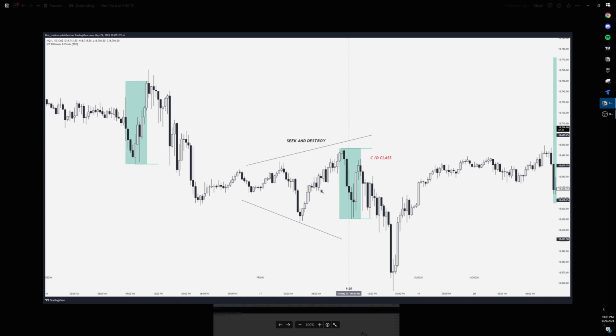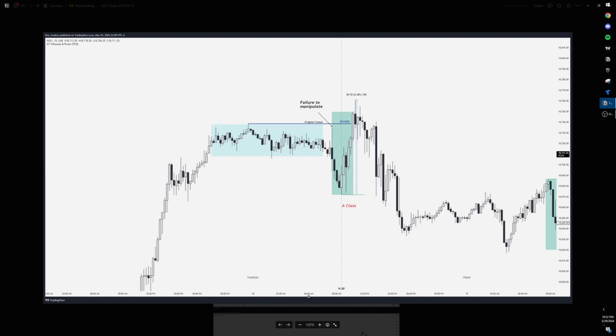Here's a difficult day, but you should be able to spot this. Seek and destroy conditions, Asian high and Asian and London low, all being taken out. Asian high and low, London high and low, all taken out prior to 8:30. Not really any clear move in here. Maybe I guess a C or D class where you have a 9:45 late Judas swing. Don't worry about this one too much.